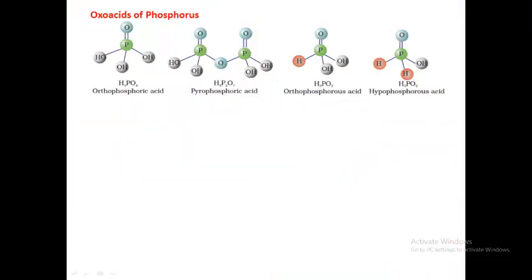These are some of the very important oxo acids of phosphorus. H3PO4 orthophosphoric acid, H4P2O7 pyrophosphoric acid. Pyrophosphoric acid is a dimer of phosphoric acid with the loss of a water molecule. Third one is orthophosphorus acid and fourth one is hypophosphorus acid, H3PO2. In oxo acids, phosphorus is tetrahedrally surrounded by other atoms. All these acids contain one P double bond O and at least one P-OH bond.